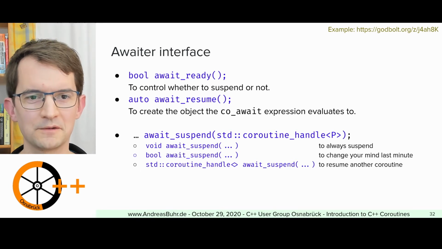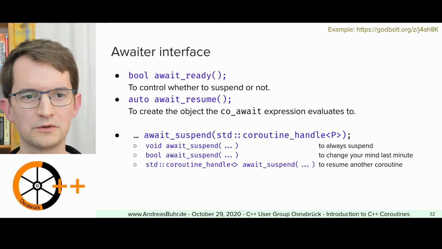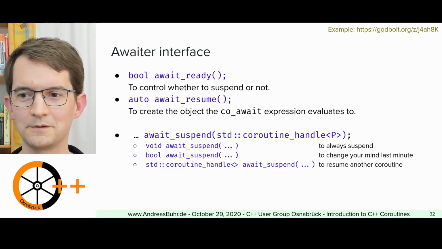But then there's also this option here. From the await suspend function, you can return a coroutine handle, and then instead of returning control back to the caller, this other coroutine will be resumed. Does this answer your question?